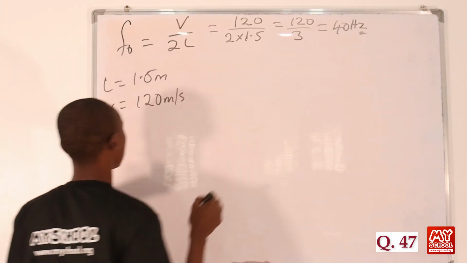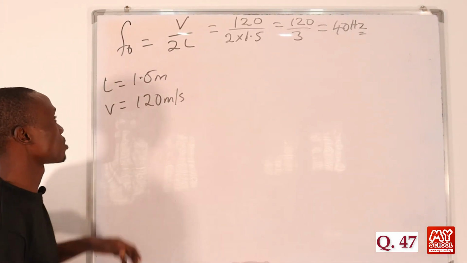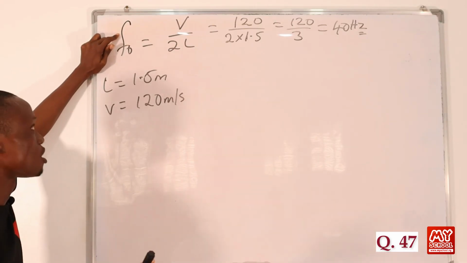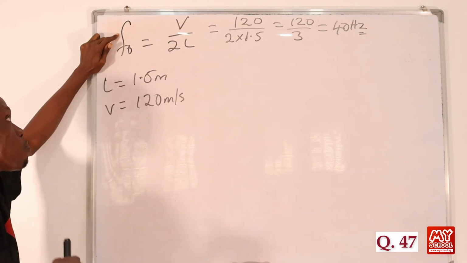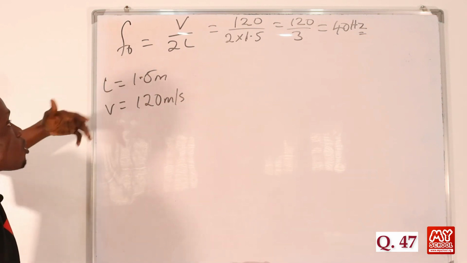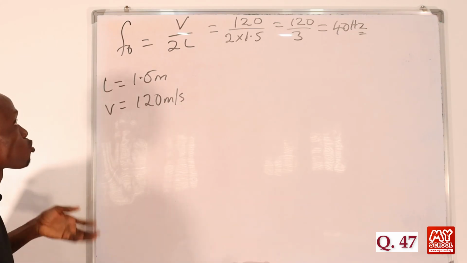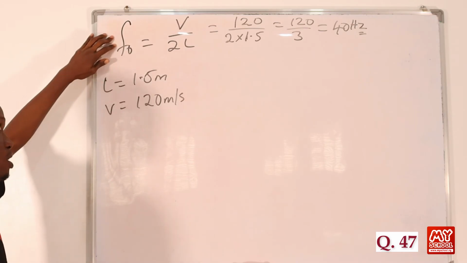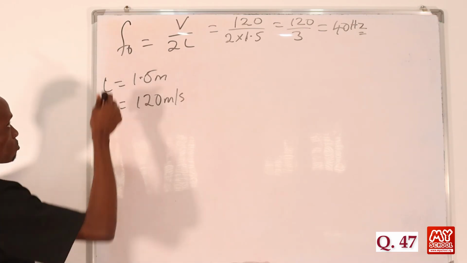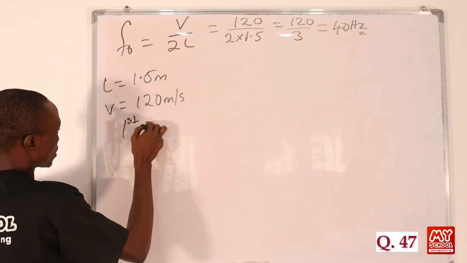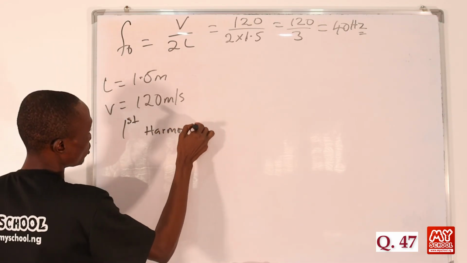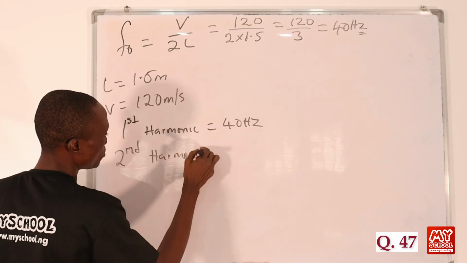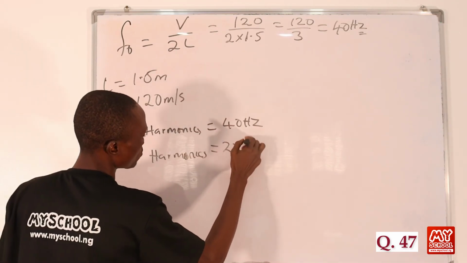Okay, now another thing you must take note of is that since the fundamental frequency is equals to the first harmonics, right? So the subsequent harmonics is just a multiple of the fundamental frequency. So if we are looking for the second harmonics, it will be 2 times the fundamental frequency. If we are looking for the third one, it will be 3 times the fundamental frequency. Okay, so the first harmonics we've already calculated that to be equals to 40 hertz. So the second harmonics will be equals to 2 times 40, right?